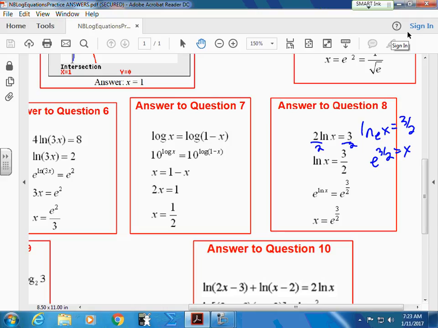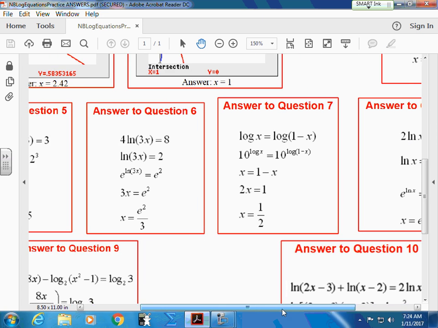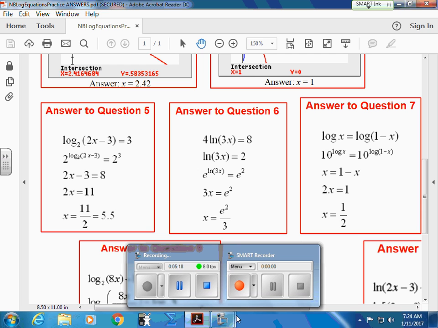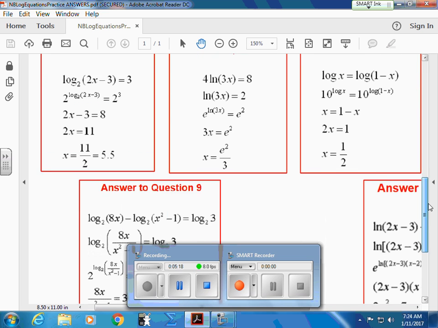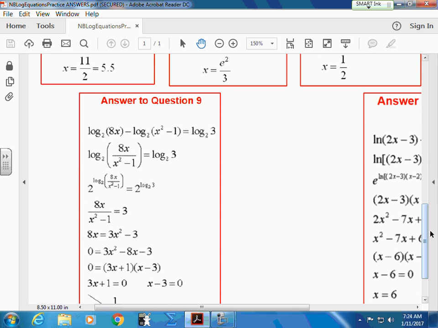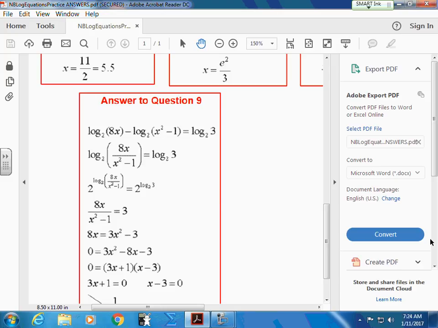ln and e work the same way. They're both logs. The ln just has a natural log. It has a special power, if you will. So number 9. Here's 9. 9's a good one.